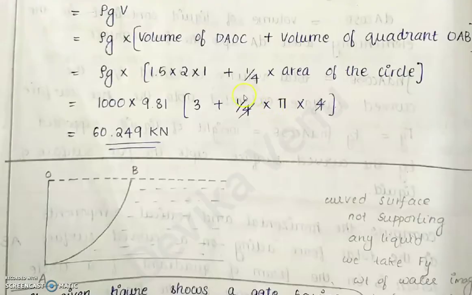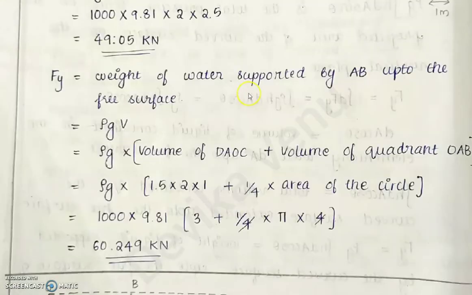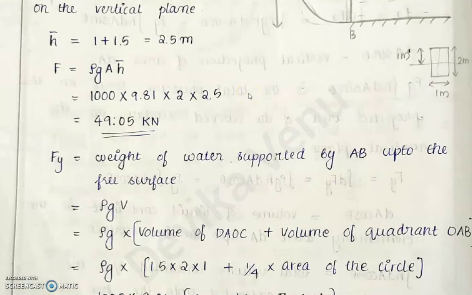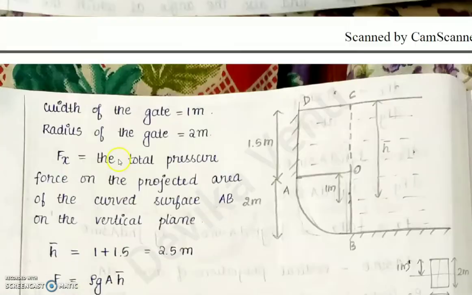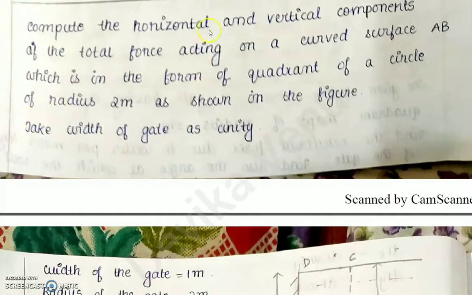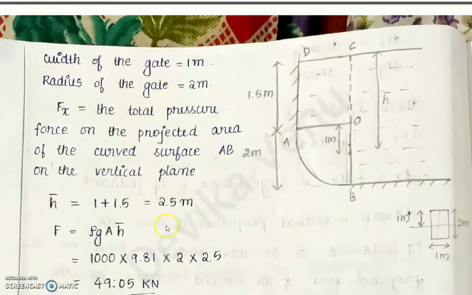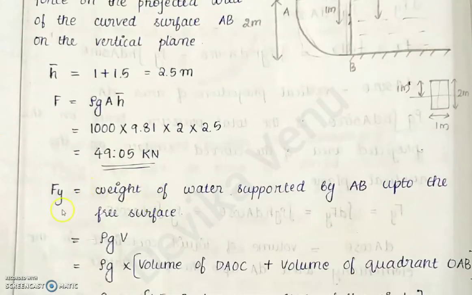And the total pressure force, that is the root of Fx square plus Fy square, will give you the total pressure force. Since in this question only the horizontal and vertical components are asked, we are finding only Fx and Fy in this particular case. I hope this is clear to you all. Thank you.